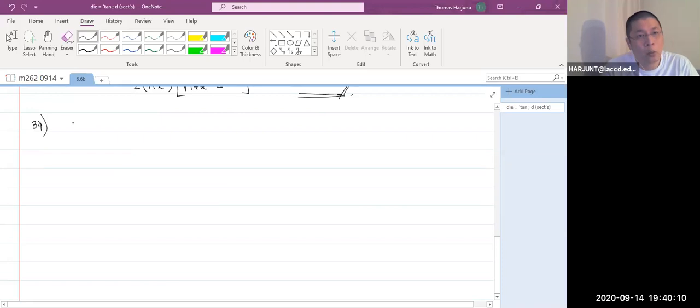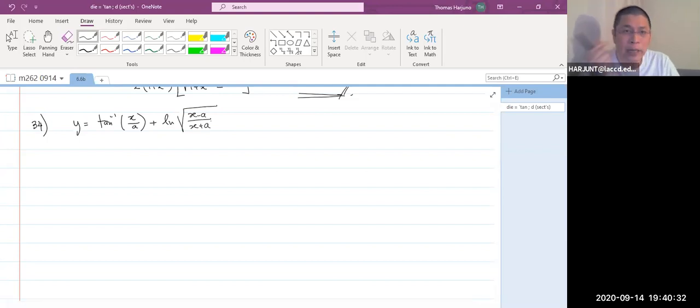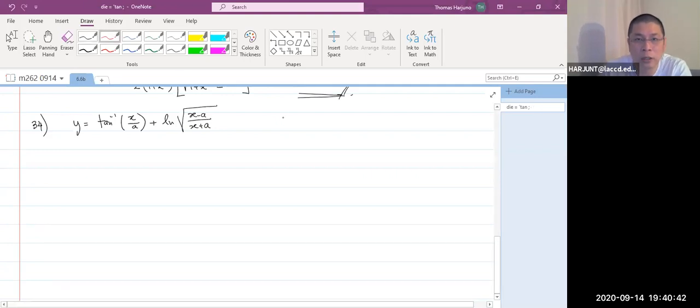Number 34, y equals tangent inverse of x over a plus natural log of square root of x minus a over x plus a. It will be nice if you can do tangent inverse of x over a fast. Let's do it aside because we see that quite often, such that if you can memorize that, that will be great. Let y equal tangent inverse of x over a. We see this very often.